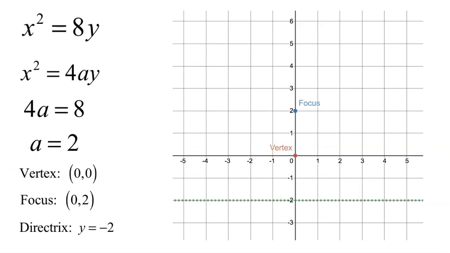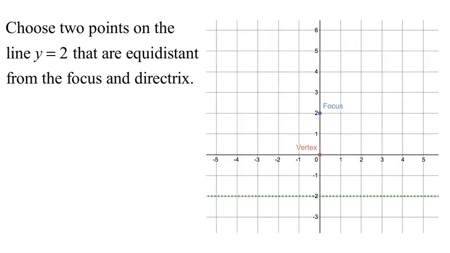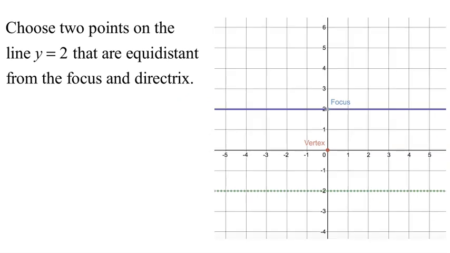Now I want to find 2 other points on the parabola. I'm going to consider points on the line parallel to the directrix through the focus. So I want to pick 2 points on the parabola on this line. So you'll see what I said on the slide. Choose 2 points on the line y equals 2, since it goes through the focus, that are equidistant from the focus and the directrix. So here is that line.